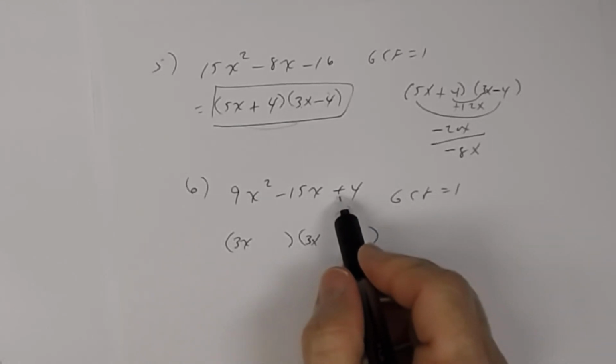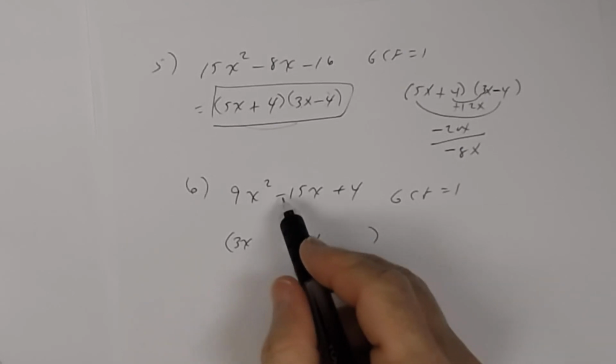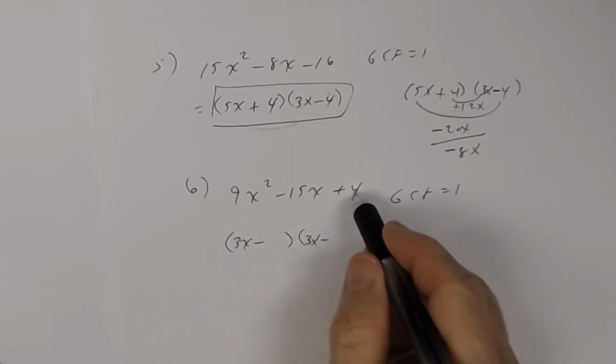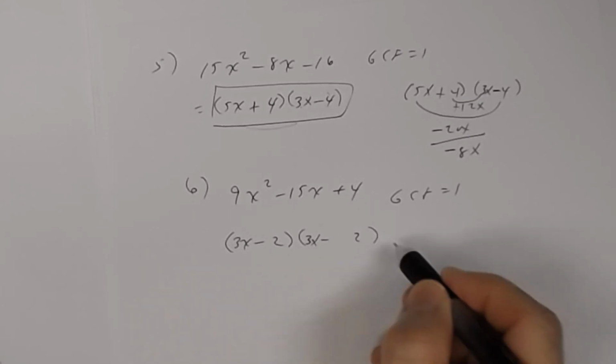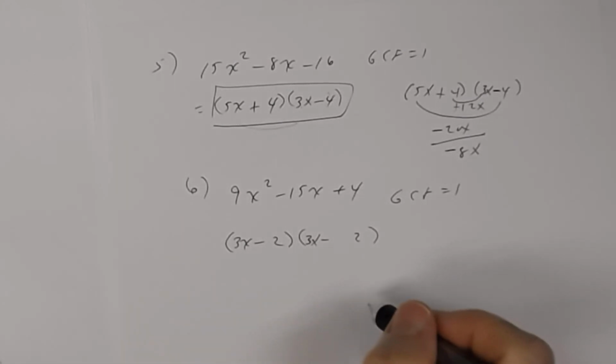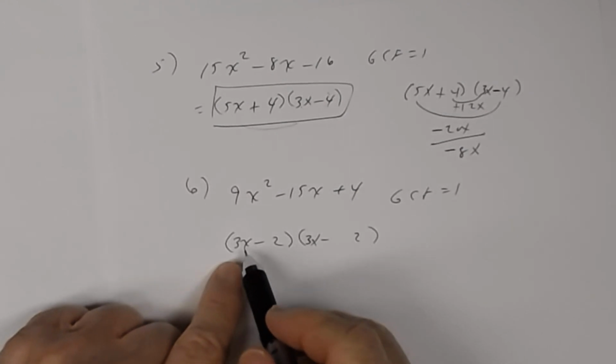The last sign's positive, so again, that's always a good sign. The last sign's positive. That means these signs in here are the same. They're both going to be negative. And for 4, let's try 2 and 2. Let's try 2 and 2 and see if that works. It may not work, but let's just try it. Okay, so let's check it.